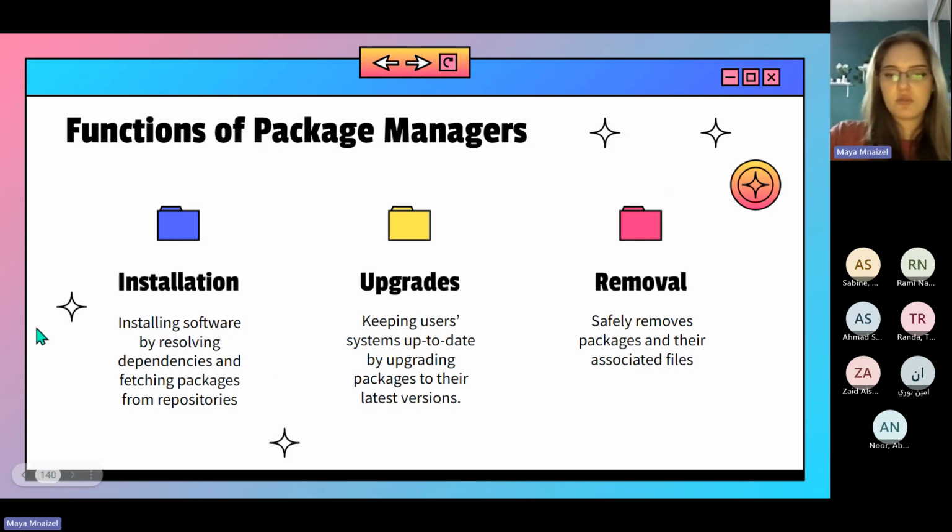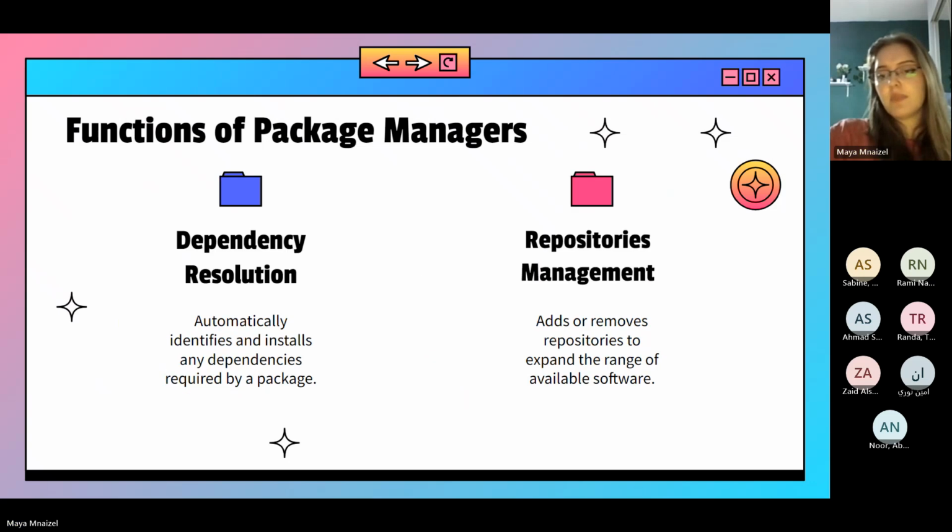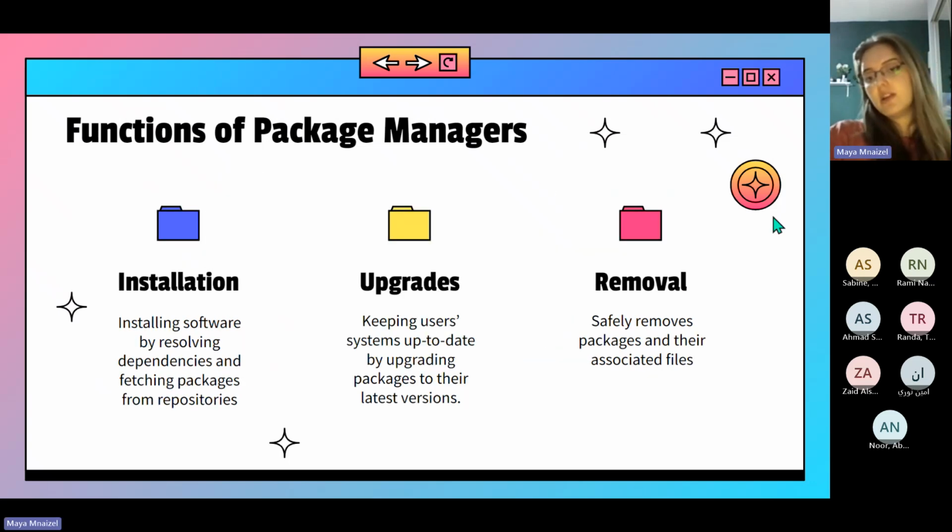Okay, so the functions of package management are 5. It's either you install, upgrade, or remove. Install means installing software, either by fetching packages from repositories or resolving dependencies. Upgrading is keeping your system up to date by upgrading packages to the latest version. And removal is safer.